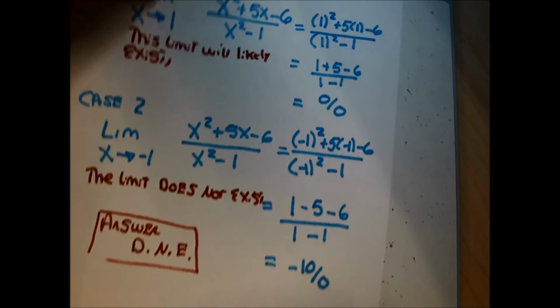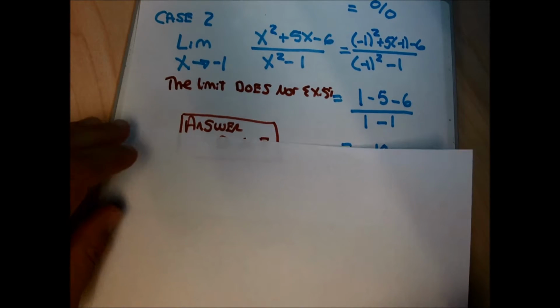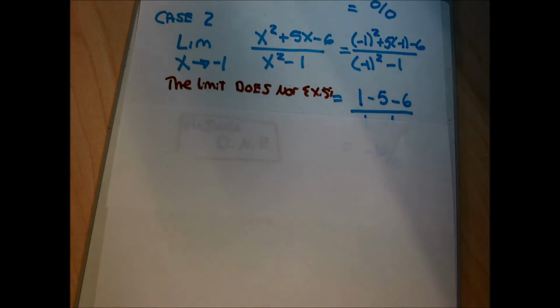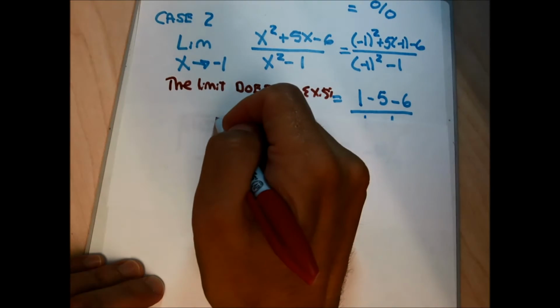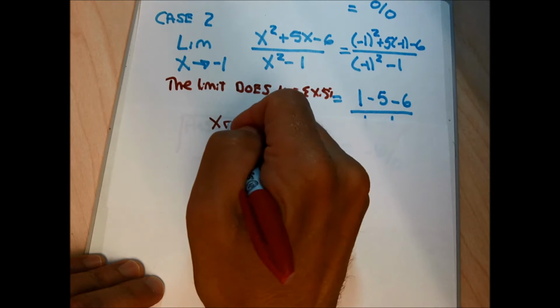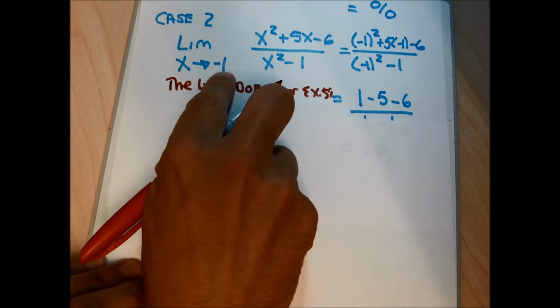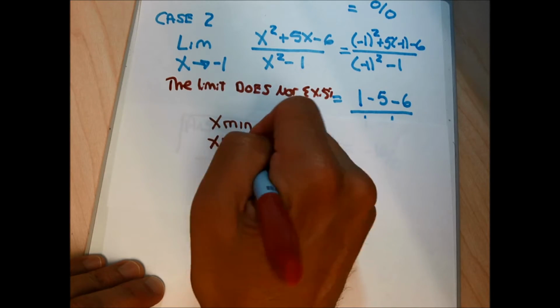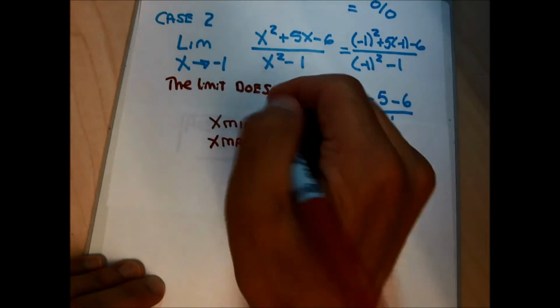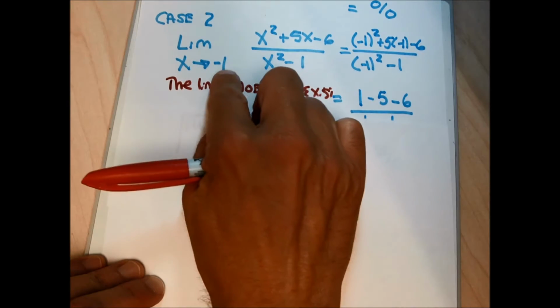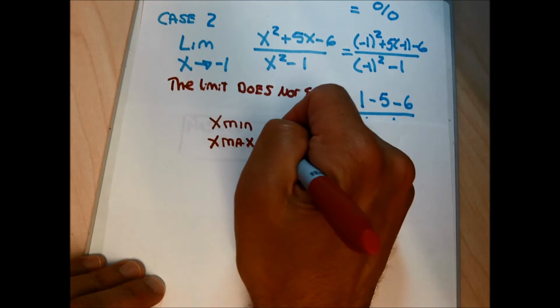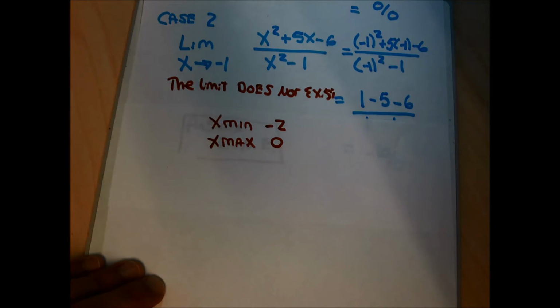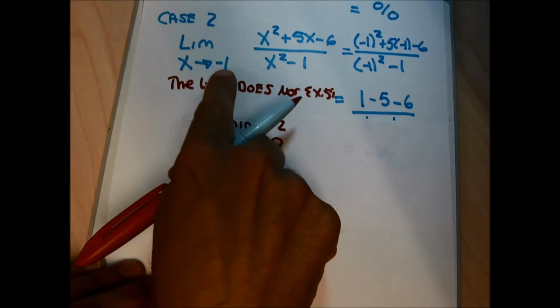If I moved on to case 2, where the limit doesn't exist, well, if I wanted to graph that on my calculator, the window that's appropriate has to have an x min and x max that captures -1. I might make my x min -2 because that's less than -1, my x max 0 because that's bigger than -1. So the x's are easy to decide.